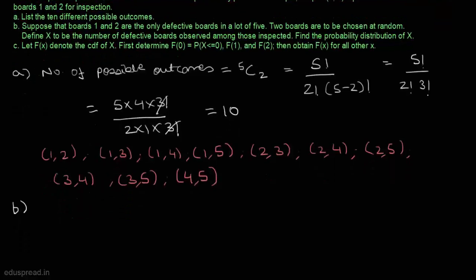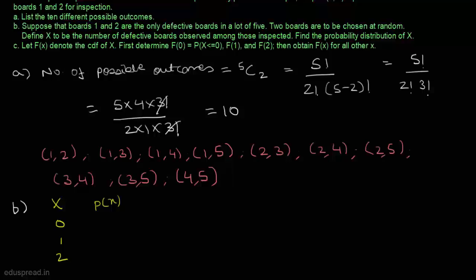As X is the number of defective boards observed among those inspected, and we are given that there are only 2 boards that are defective, that means the maximum value that X can take is equal to 2. So the possible values of X are 0, 1 and 2. X equal to 0 means that there is no defective board among those inspected. X is equal to 1 means that there is only one defective board among those inspected, and X is equal to 2 means both the boards are defective. So now we have to find these probability values to complete this probability distribution.